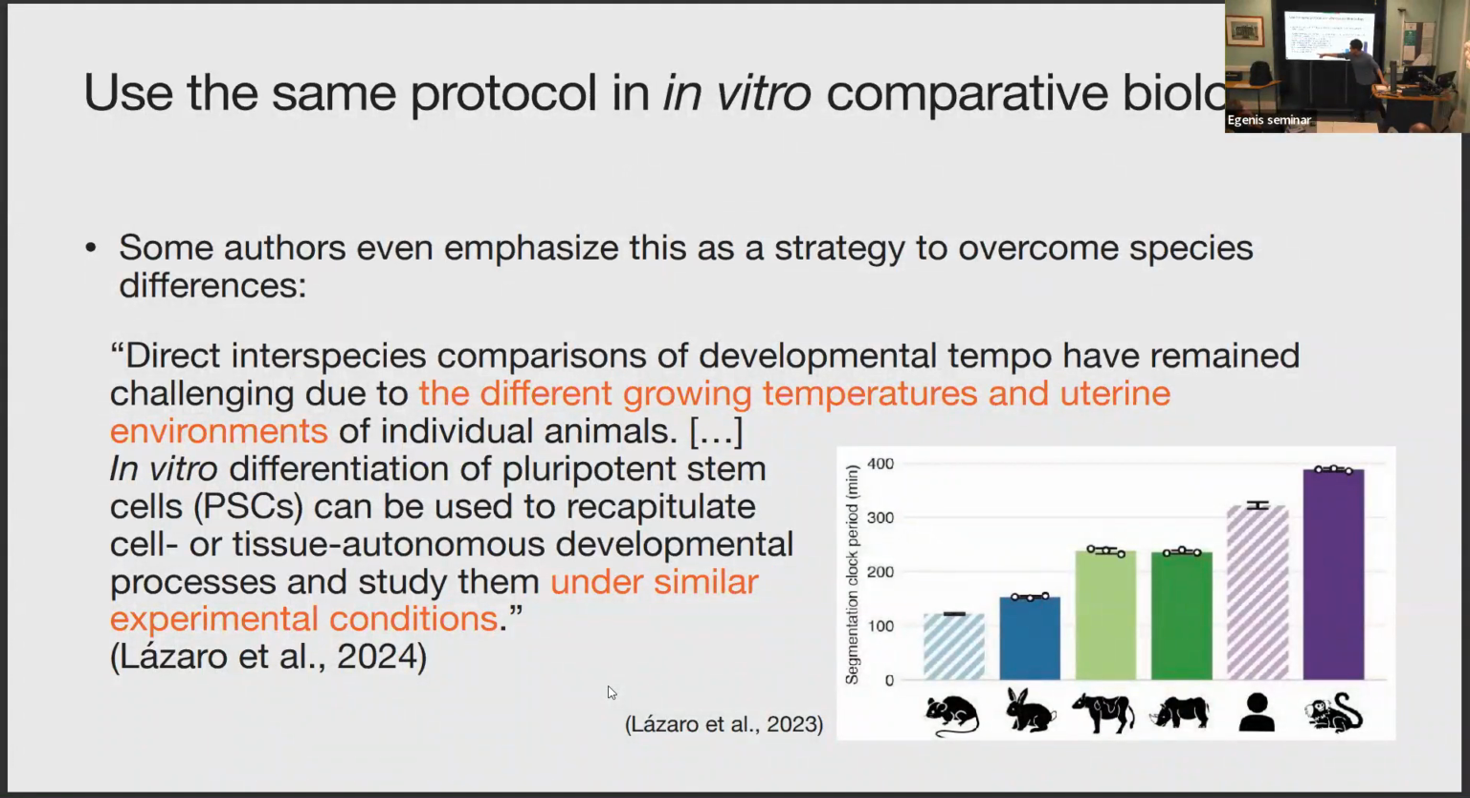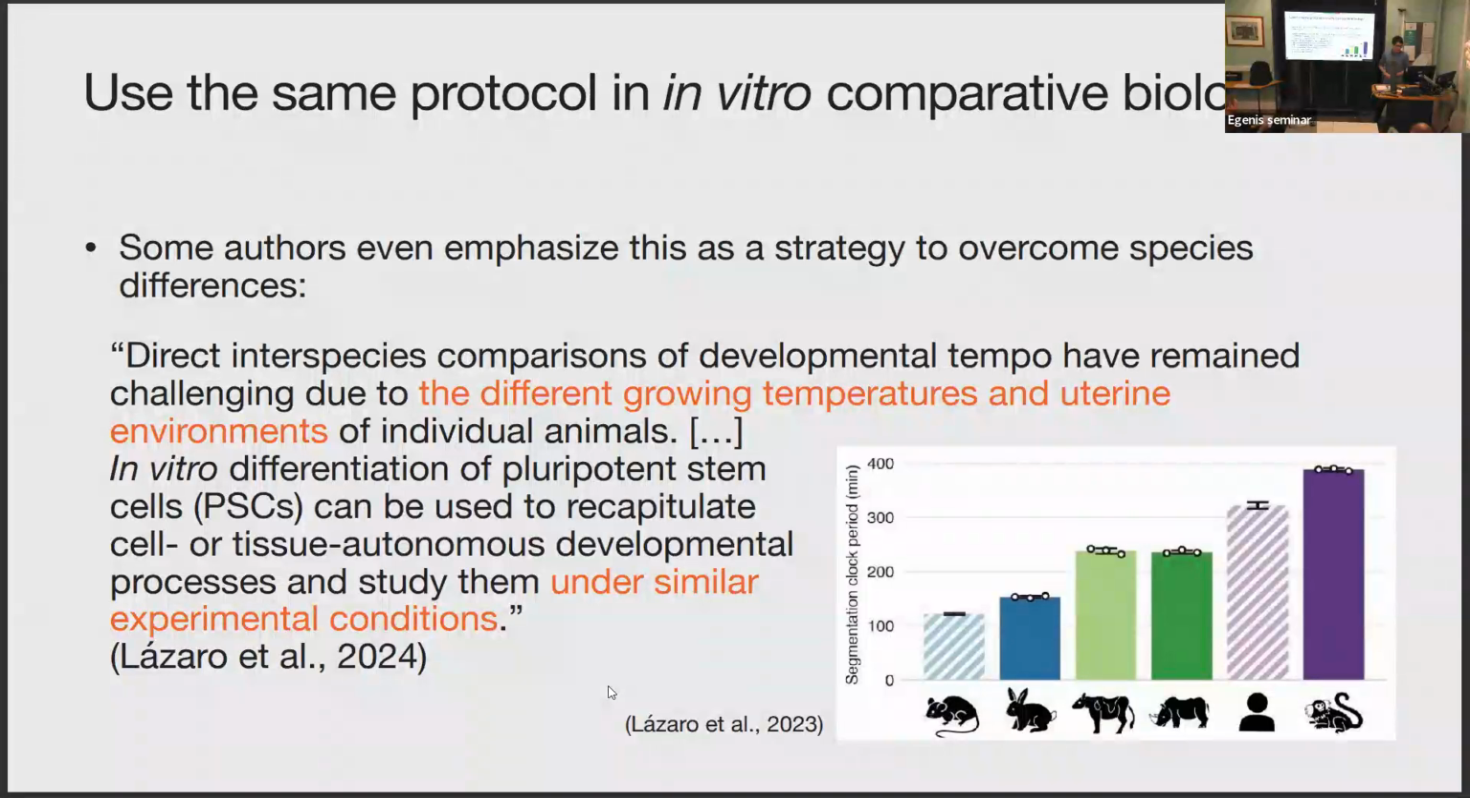This is a different paper, but the same author. They say direct interspecies comparisons of developmental tempo have remained challenging due to the different growing temperatures and uterine environments of individual animals. In vitro differentiation of pluripotent stem cells can be used to recapitulate cell or tissue autonomous developmental processes and study them under similar experimental conditions. So even though in actual development, mouse embryo and rhinoceros embryo grow in very different physiological conditions, by using in vitro technology, they can compare embryonic cells of those species under similar conditions. That's one strength of this approach, they say.